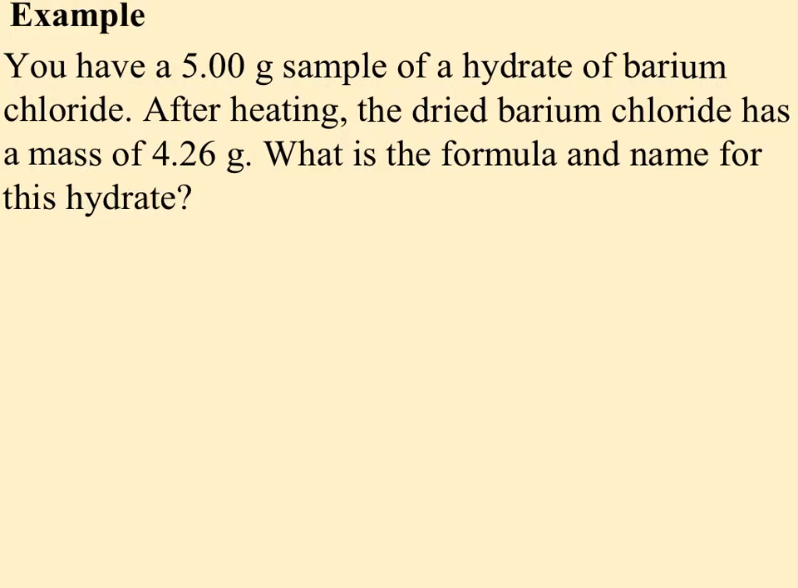So now I take my 0.0411, my moles of water, and divide by my moles of crystal, 0.0206. I get 1.995, or 2. So that tells me my formula is BaCl2 with 2 H2O, and the name then would be barium chloride dihydrate.